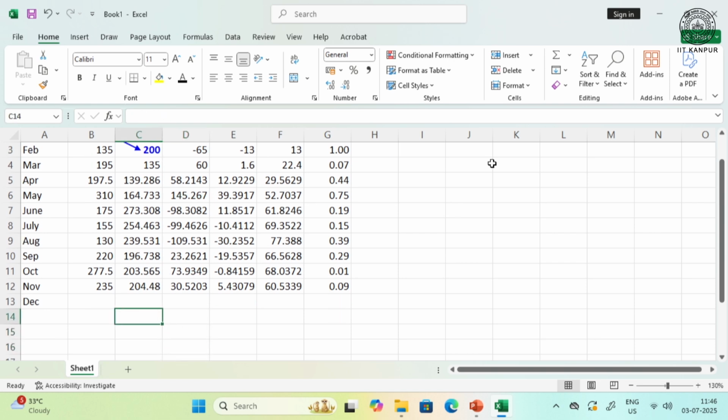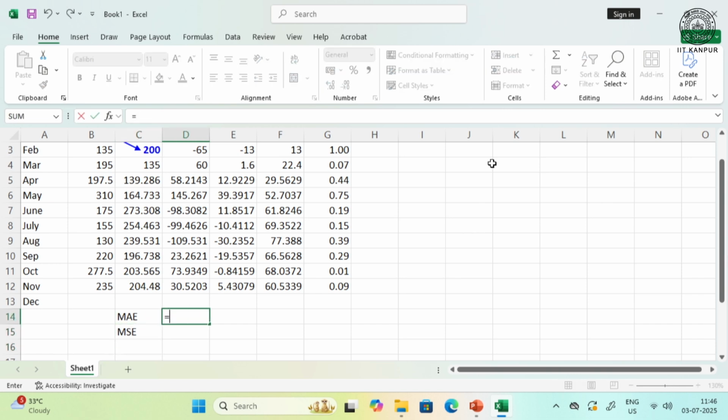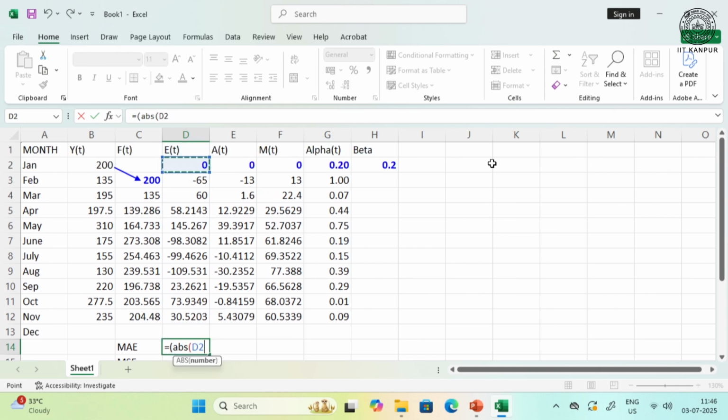So, let us find out one by one: mean absolute error, I will go step by step, and mean squared error. So, mean absolute error would basically be the sum of all the absolute errors divided by the number of readings. So, what is the number of readings? The first error is 65, because we are starting from the first value.